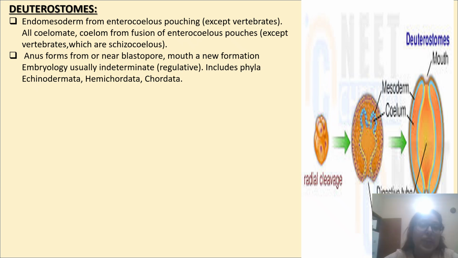Next, deuterostomes. Endomesoderm from enterocoelous pouching, and in all coelomates the coelom forms from fusion of enterocoelous pouches, except in vertebrates, which are schizocoelous. The anus forms from or near the blastopore, the mouth is a new formation, and embryology is usually indeterminate. It includes phyla Echinodermata, Hemichordata, and Chordata. In deuterostomes, the anus is developed first and then the mouth is developed. And in protostomes, the mouth is developed first and then the anus is developed.